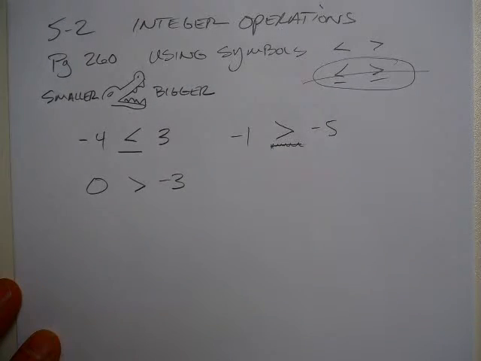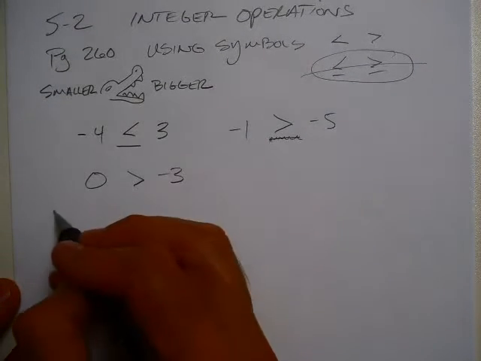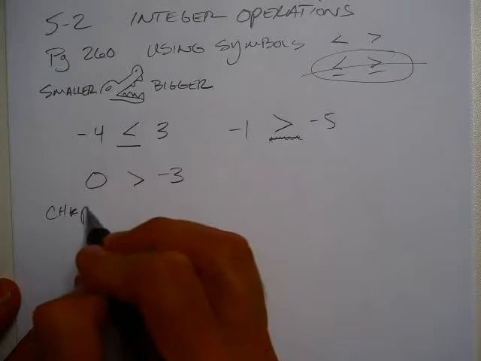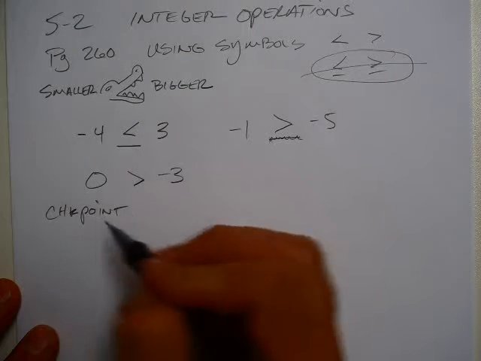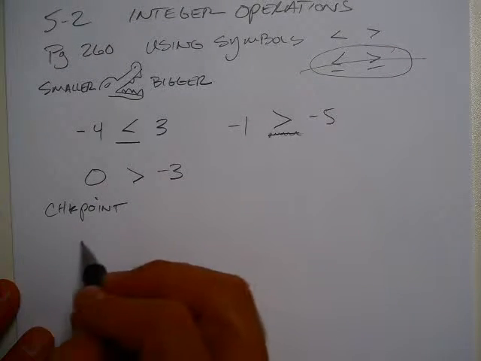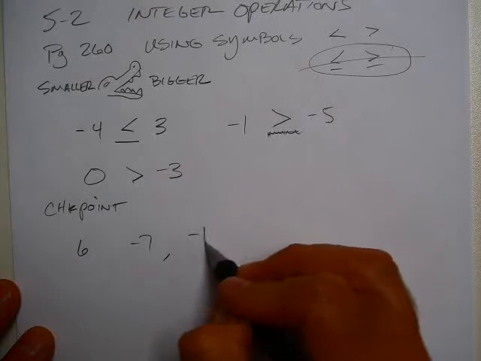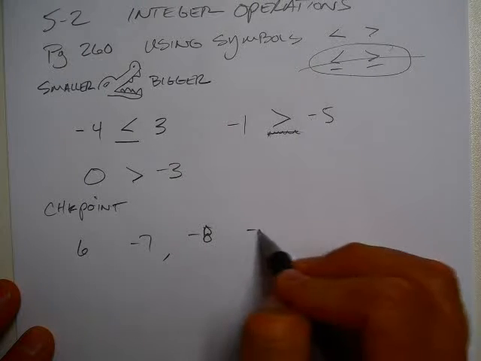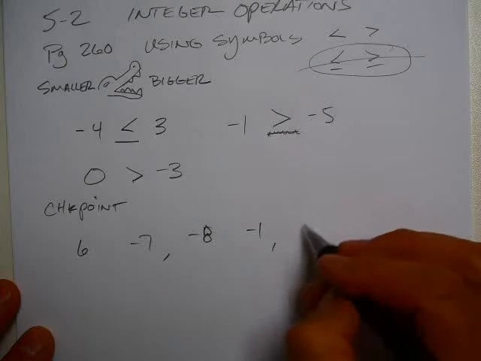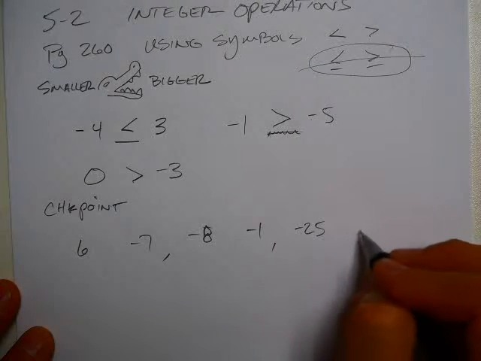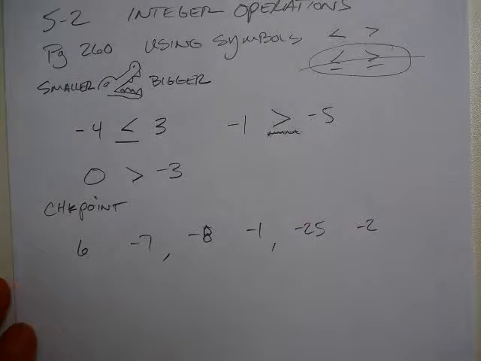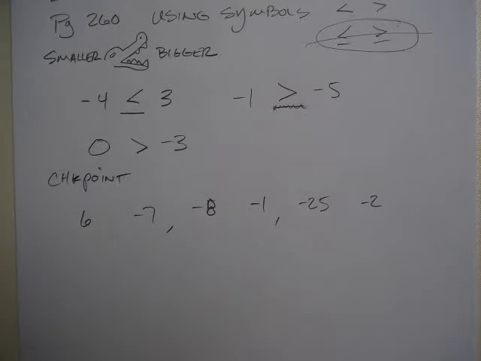Okay, so, checkpoint. Let's see. 6 and -7. -8 and -1. -25 and -2. And I think that's good. Can you fill in those for those spaces?